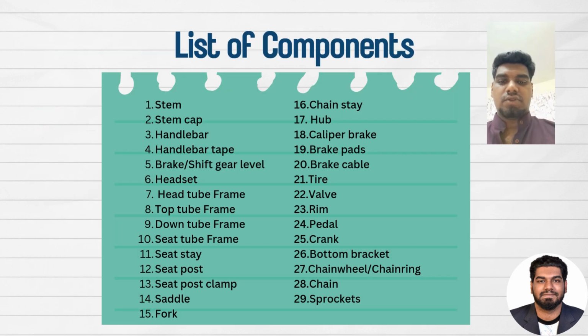Okay, now the list of components for our project is stem cap, handlebar tape, brake, shift gear lever, headset, head tube frame, top tube frame, down tube frame, seat stay, seat post clamp, saddle, fork, chain stay, hub, caliper brake, brake pads, brake cable, tire, valve, rim, pedal, crank, bottom bracket, chain wheel or chain ring, chain and sprockets.